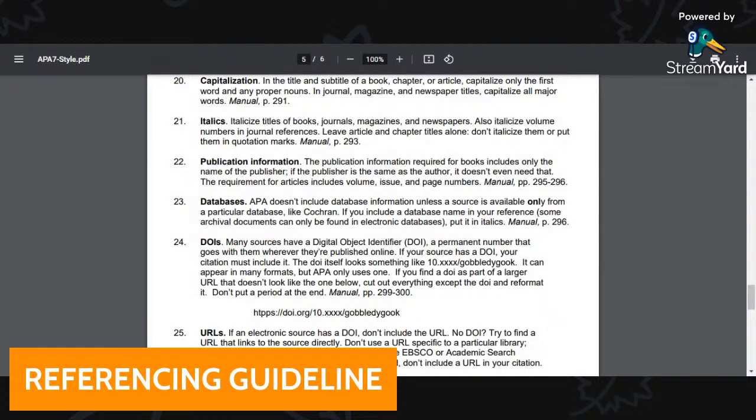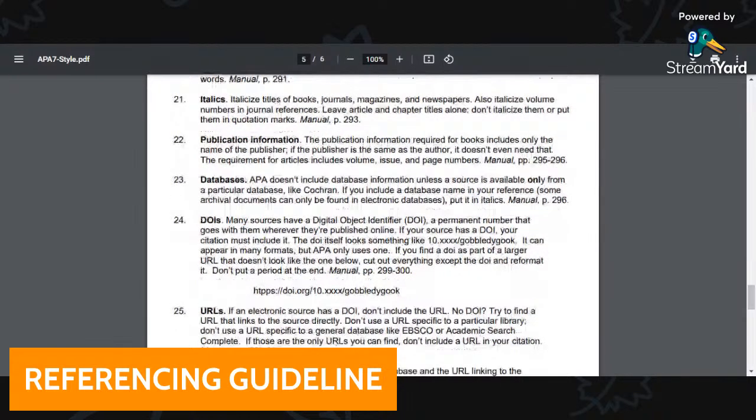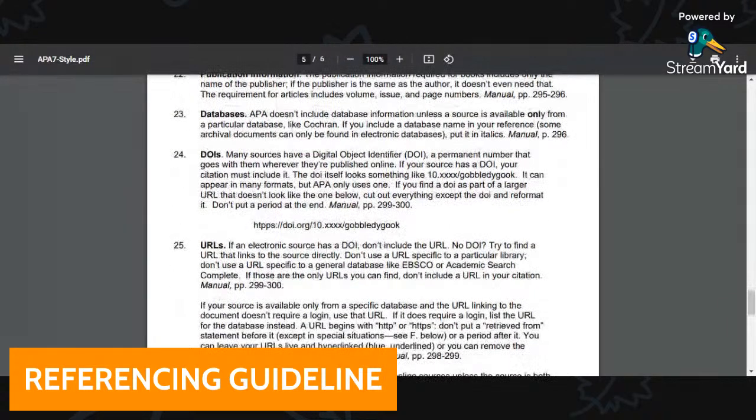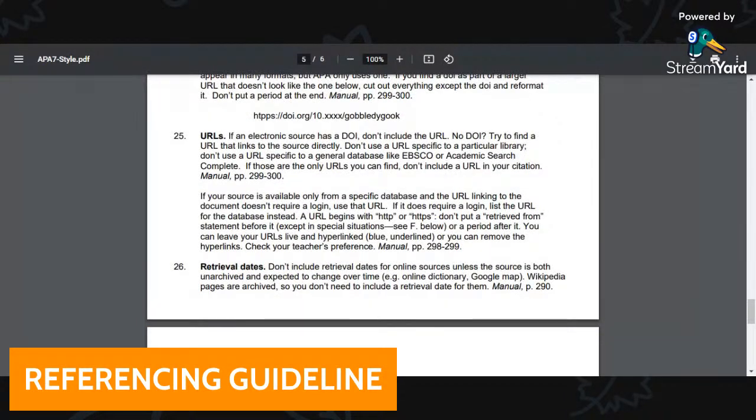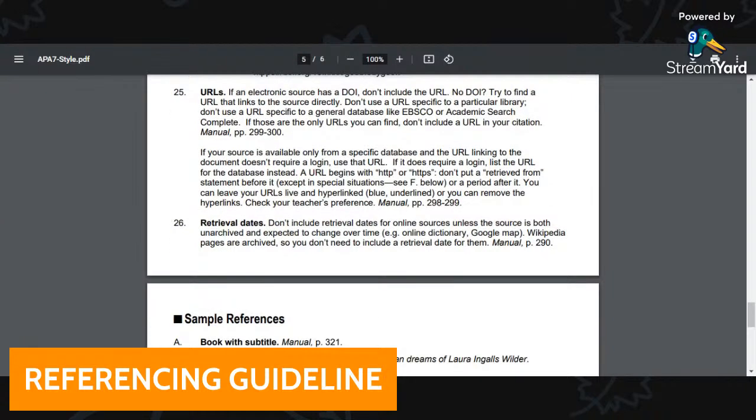We generally include our sources. We use sources online nowadays, especially we just go on Google and search about the works done related to our topic, then how to use these URLs in our research work and different citations. So here are the examples. Access dates: do not include access dates for online sources unless the source is both unarchived and expected to change over time. Example is the online dictionary or Google Maps.